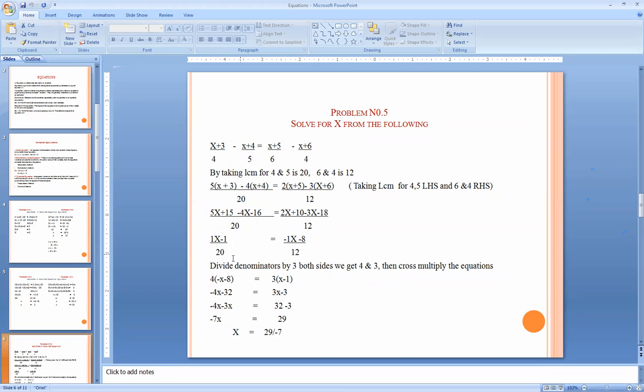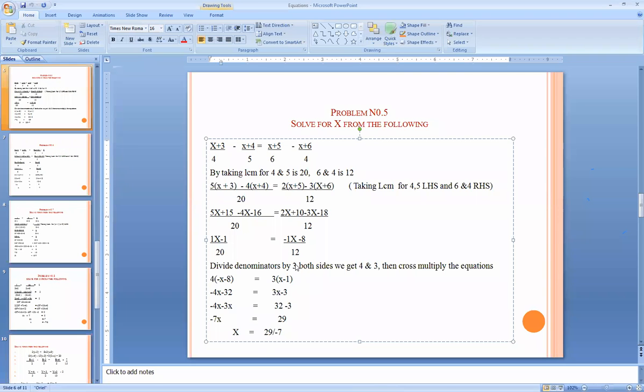3 4s are 12, but it is not dividing. Here we can go for 4, with 4 we can divide both the sides easily. This will be left hand side, 4 5s are 20. At the right hand side we can divide with 4, 3 4s are 12.